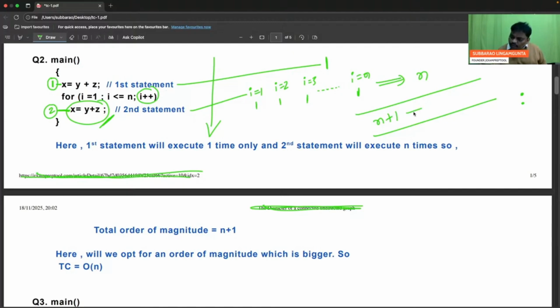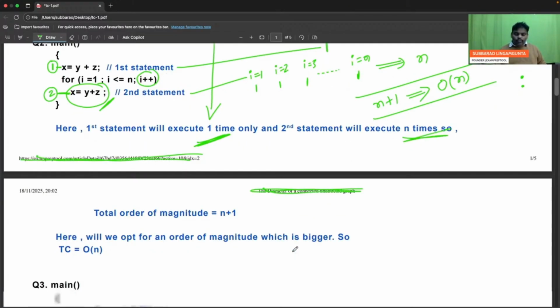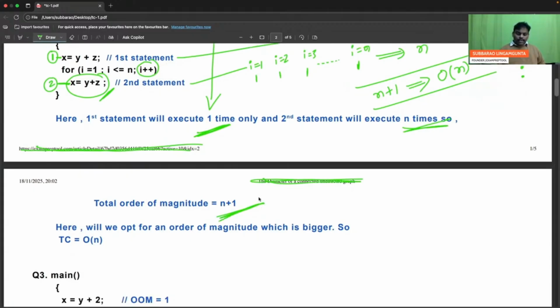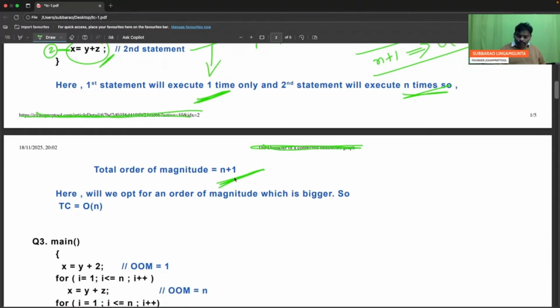Remember, whichever is the bigger one, you take. N plus 1, n is bigger. So the time complexity of this program is big O of n, or omega of n, theta of n. That is the answer. Your first statement will execute one time and the second statement will execute n times, so the total order of magnitude is n plus 1. You can write it as big O of n, omega of n, theta of n, whichever way you want. All are correct. The bigger one in this is n.